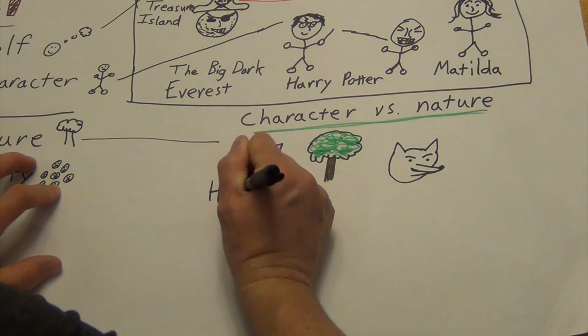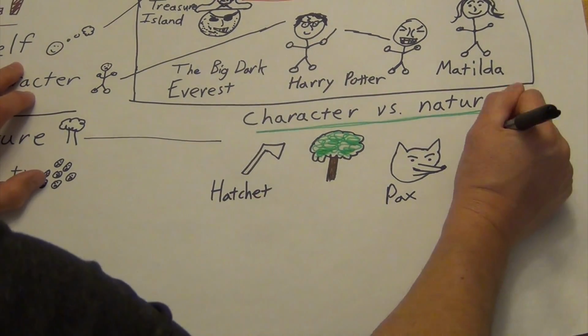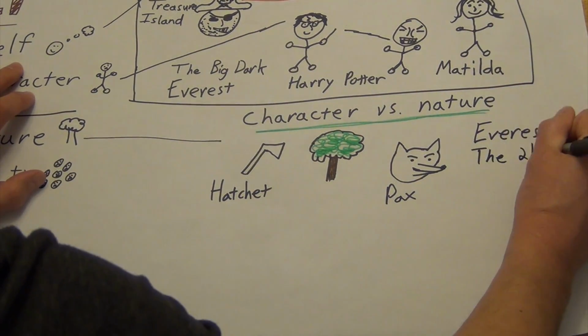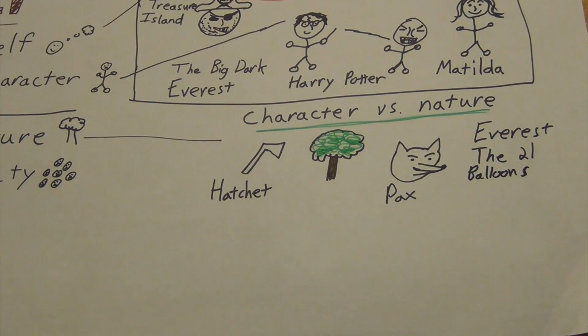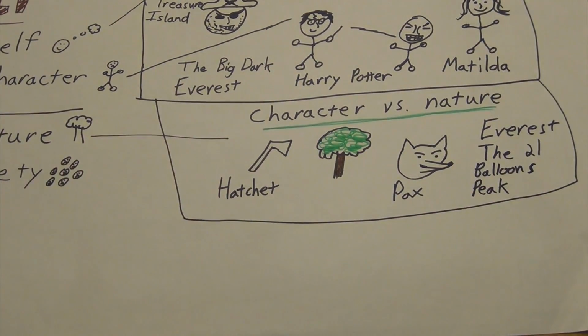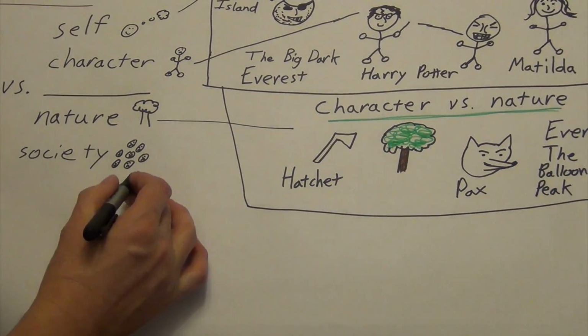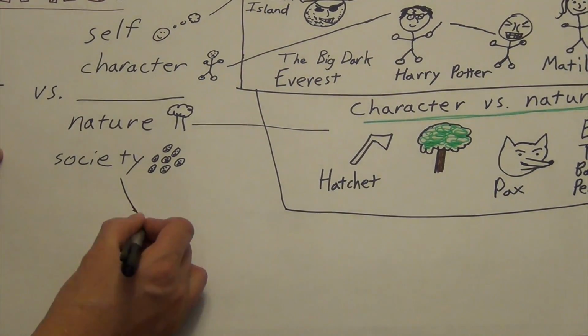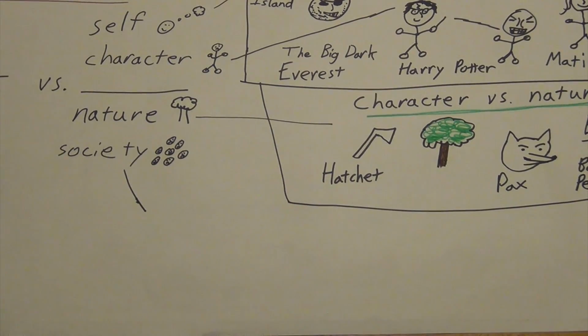There's a great example of this in Pax, too, when Peter has his journey through the woods. Other examples are The 21 Balloons, when Sherman goes against the elements and tries to survive his balloon journey. There's also a case in character versus nature sometimes when it's against the universe or even against machines, which sort of fits under that category.